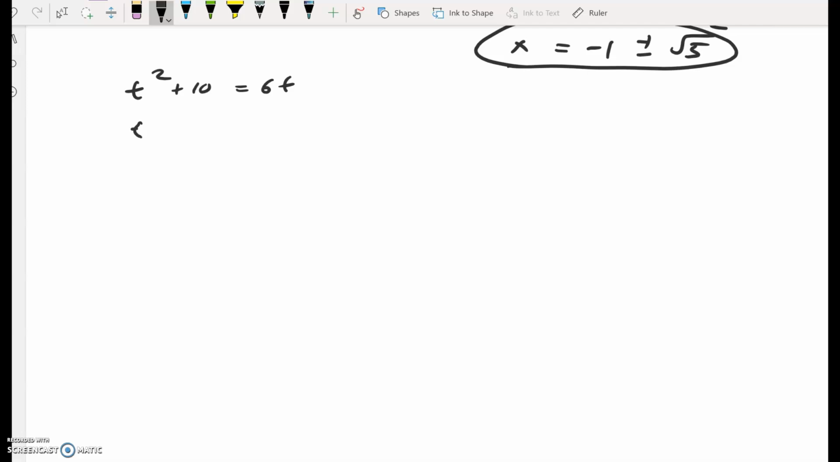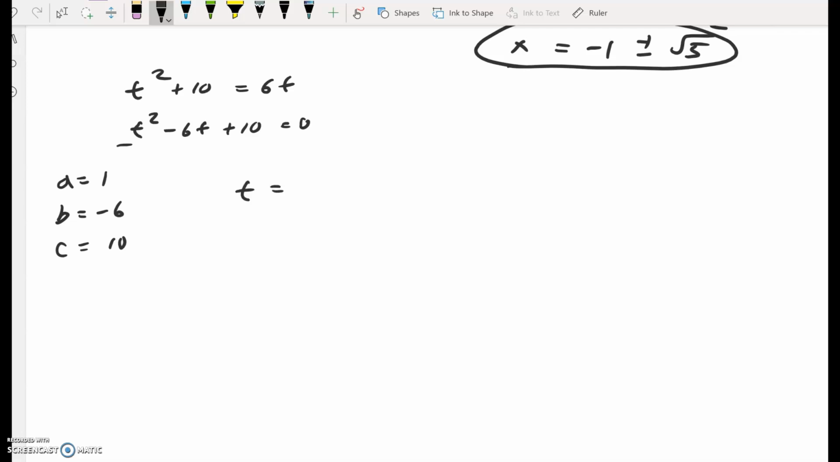So let's do this problem. I'm going to get 0 on one side by subtracting 6t from both sides. And then I'm going to assign my values. A is 1. There's an understood 1 there. B is negative 6. C is 10. And then x equals, or actually t this time, I'm solving for t.